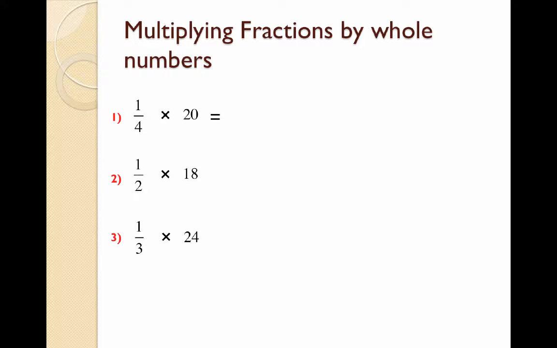In the first one I want to find 1/4 of 20. So I'm going to do 20 divided by 4 and that gives me 5. In the second one I want to do half of 18, which means I'm going to do 18 divided by 2. Notice how a half has a denominator of 2 and I'm dividing by 2. This means that a half of 18 is 9.